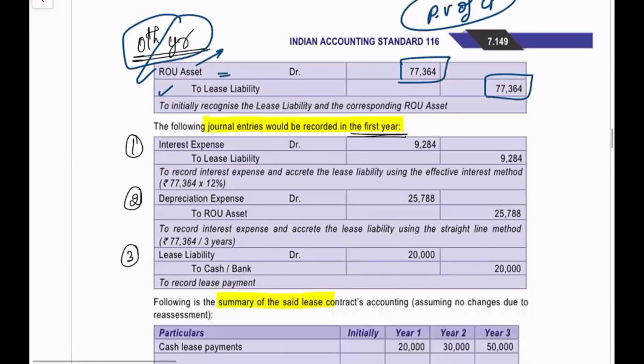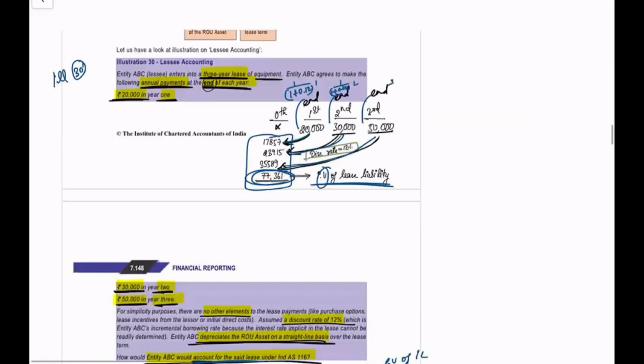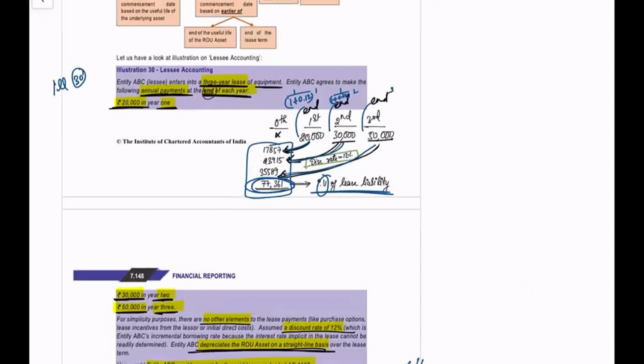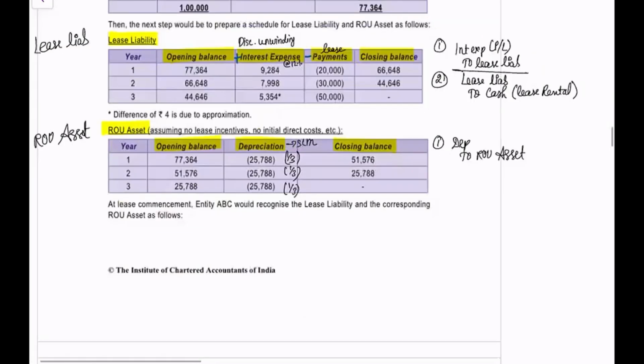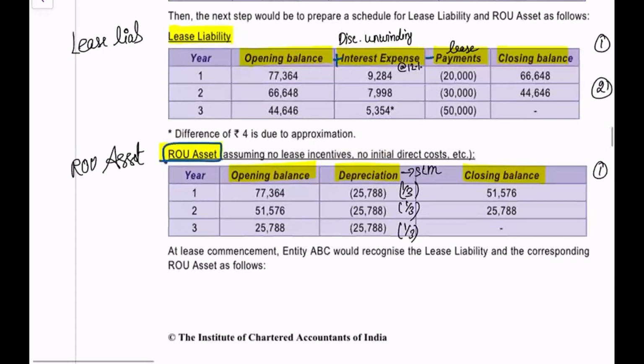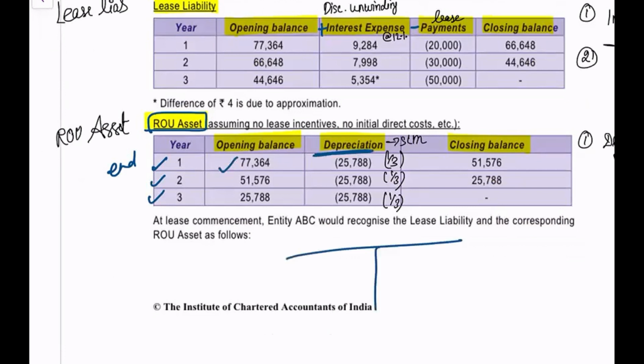Then, here how much is the lease term? The lease term here was 3 years. So for 3 years you have to find out. Okay, so what will happen? First, let's take ROU asset. So year 1, year 2, year 3. So end of year 1, end of year 2, end of year 3. Every year end, you are going to depreciate the ROU asset. So first year opening balance was 77,364. When you record it in your books, you recorded the ROU asset at 77,364. In the first year, you will first depreciate. Depreciation is on a straight line basis.